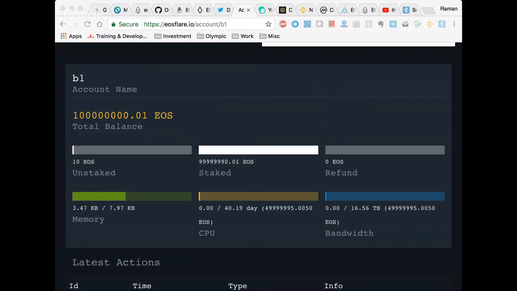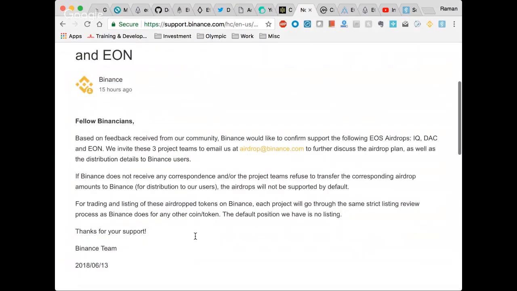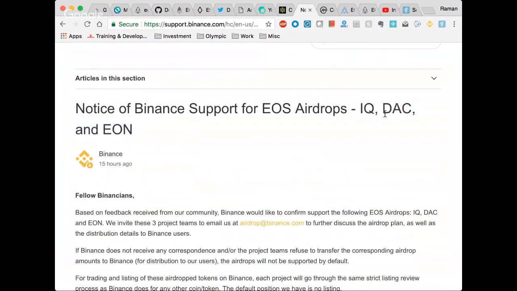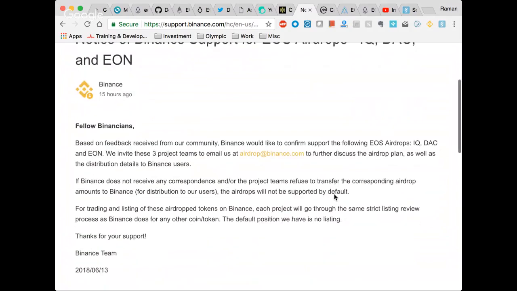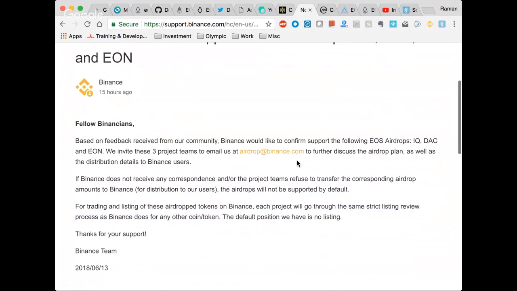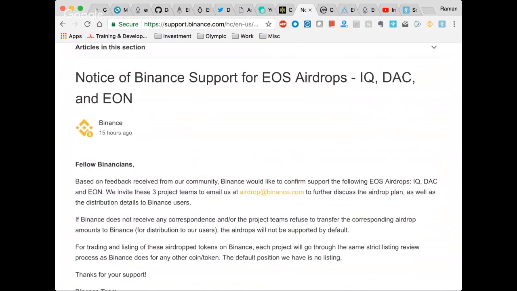All right. So another question on Binance. Yes, as I said, Binance is supporting some airdrops. They have declared IQ, DAC, and EON. I don't believe in it because DAC, if they are referring to EOS DAC, that's the only DAC I know. They have already burned the tokens which were not claimed by exchanges, and they are putting responsibility back on the projects, which again shows they're not really showing intent that they really want to support them. They're not even confirming that these tokens will be listed. So Binance is still not working out to be the best for EOS.